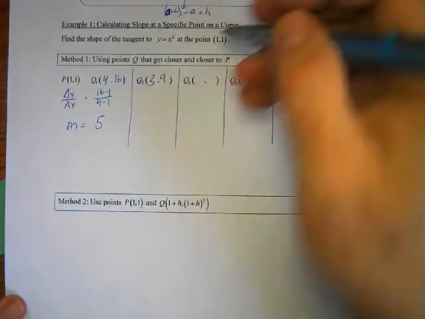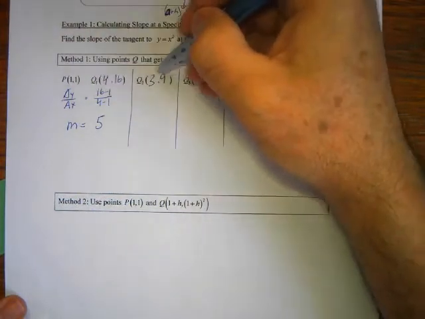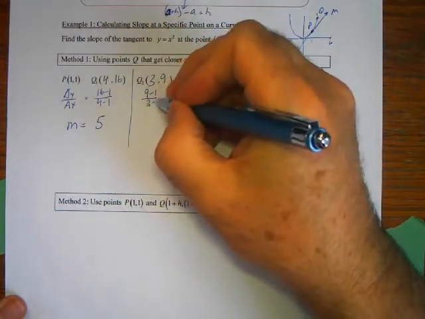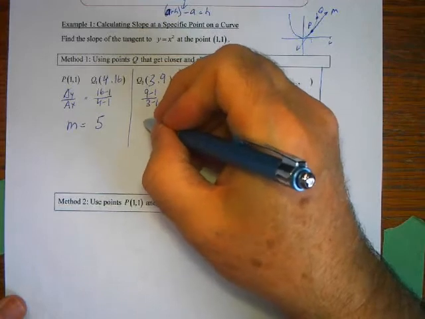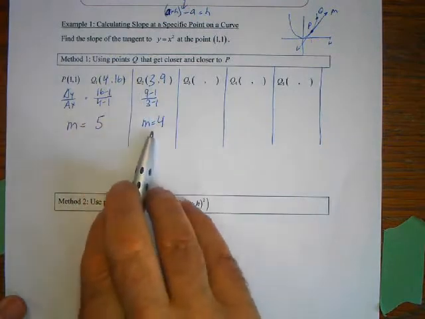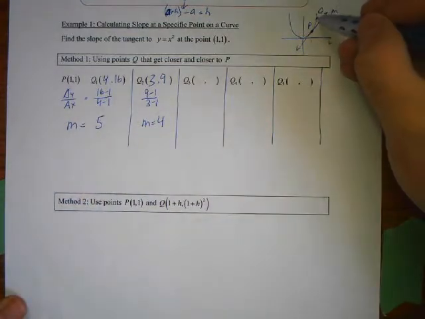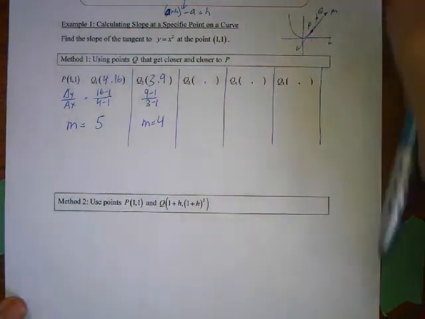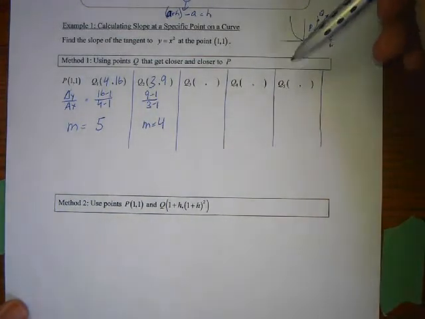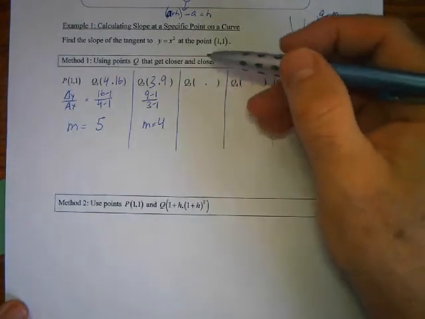Again, we're not using the previous point, we're using Q2 and P. So 9 minus 1 over 3 minus 1, that's 8 over 2, so the slope is 4. You can see that by moving Q a little closer to P, our slope is decreasing. It went from 5 to 4. That makes sense because as I get closer, the slope gets lower. A decrease.